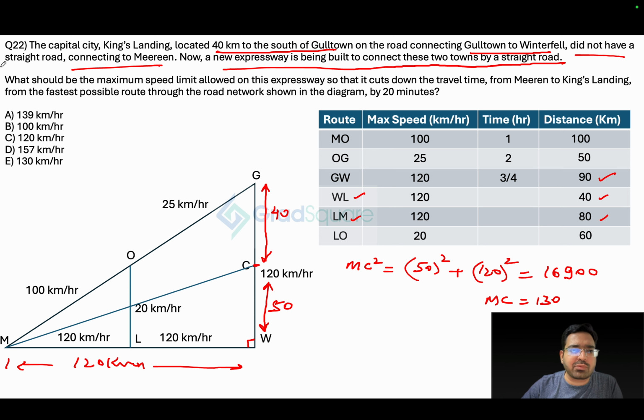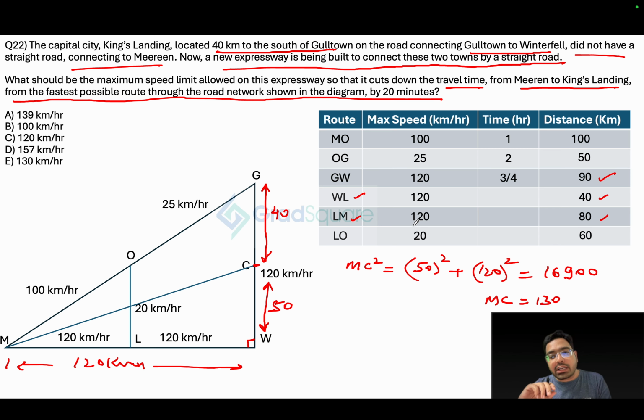Now let's go to the question they are asking. What should be the maximum speed limit allowed on this expressway connecting M to C so that it cuts down the travel time from M to C, from the fastest possible route through the road network shown in the diagram, by 20 minutes? So whatever was the fastest route previously, you should design the maximum speed in such a way that it reduces the travel time by 20 minutes. So first we will have to figure out the fastest route possible from the point M to C in the existing diagram without the highway connecting M to C, right?